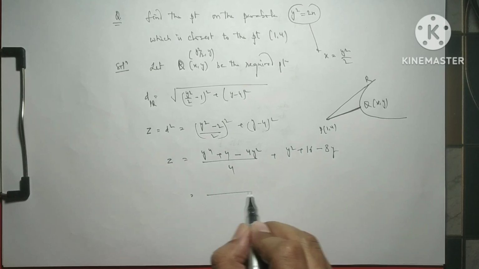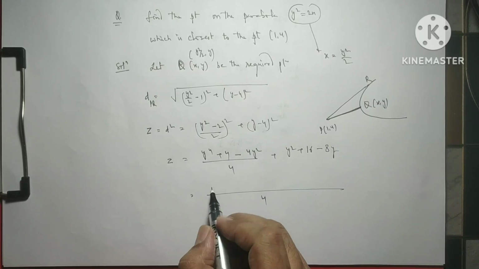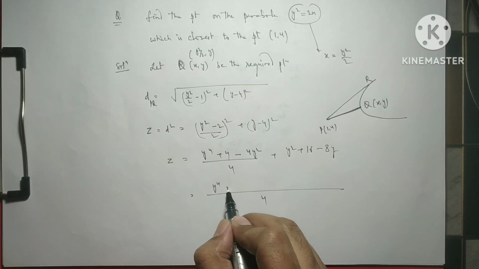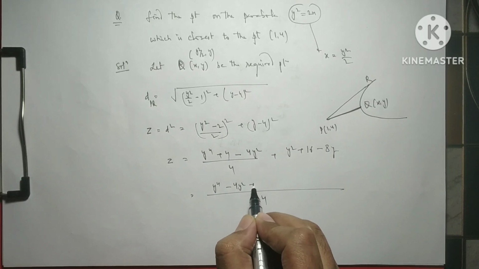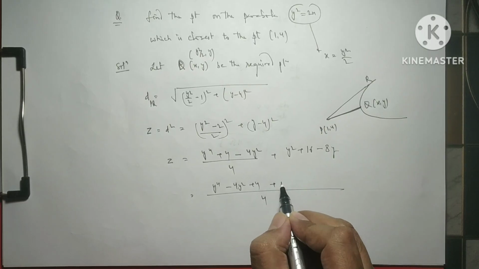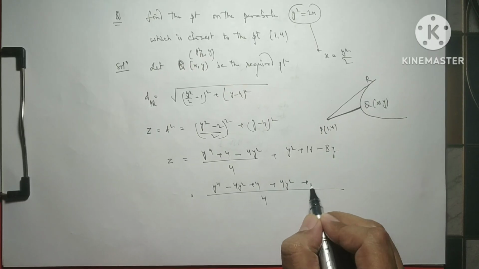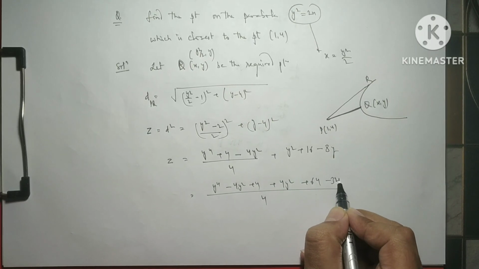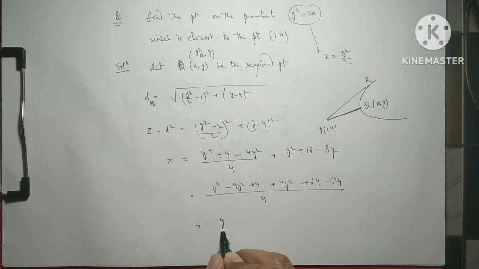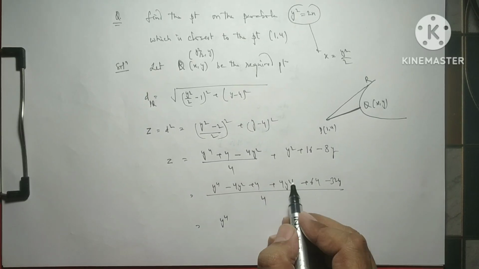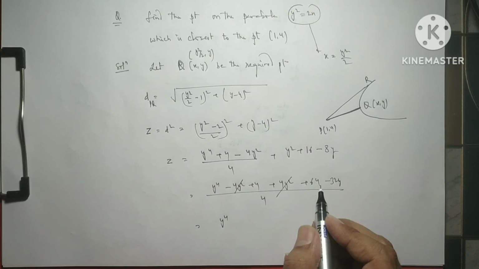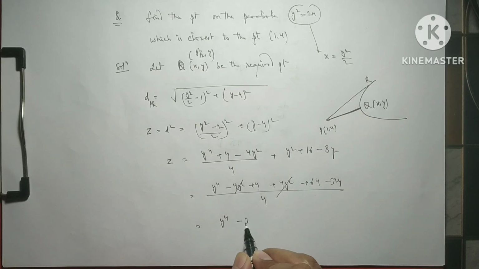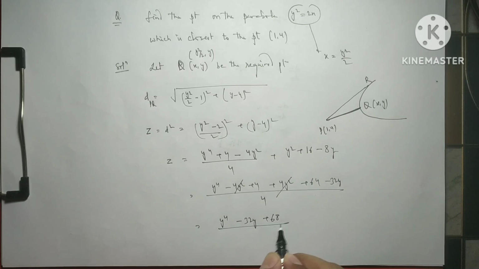So on taking LCM, we get y to the power 4 minus 4y square plus 4 and plus 4y square plus 64 minus 32y. So y to the power 4, this will be cancelled out, and we get minus 32y and plus 68 divided by 4.